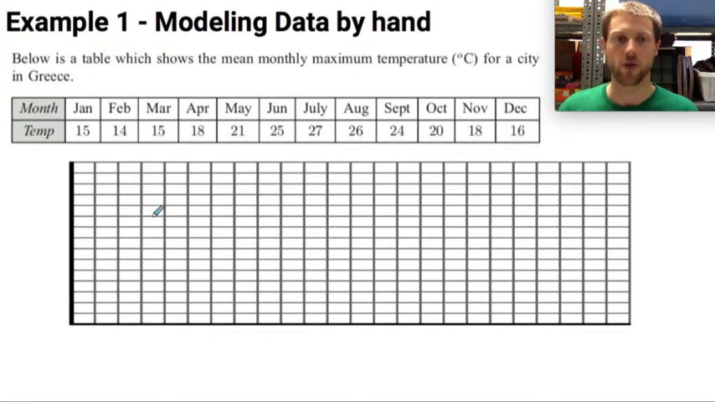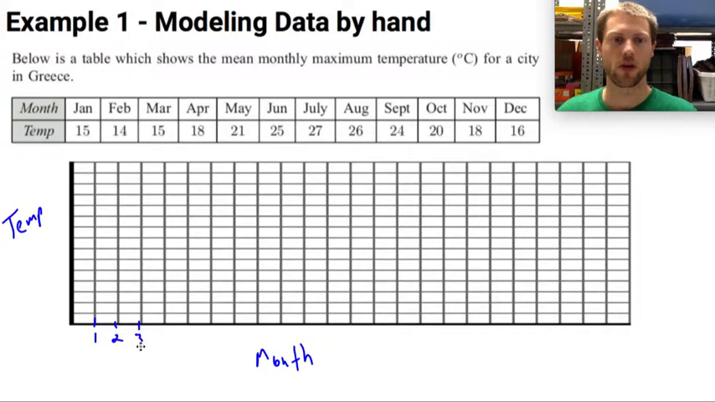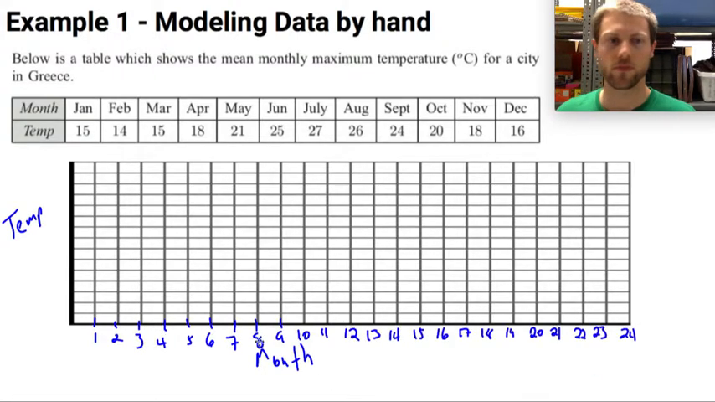I have a grid for us, and I want to first plot all of this data. On my y-axis, this is going to be my temp, and my x-axis is going to be my month. My months will go in order: 1 is January, 2 is February, 3. For my temperatures, I have a peak of 27, so let's take this up to 30. I think I can go by 2s, so I'm going to label this by 2s.